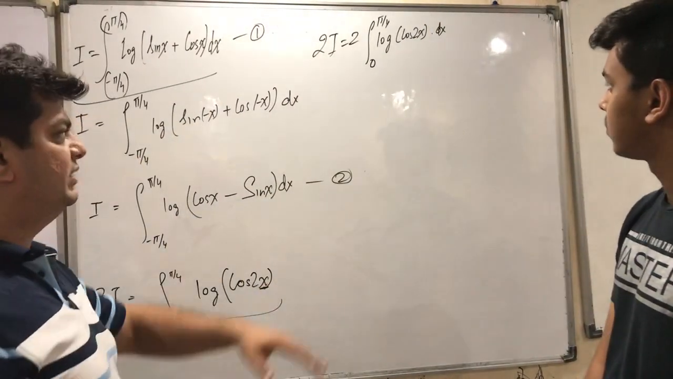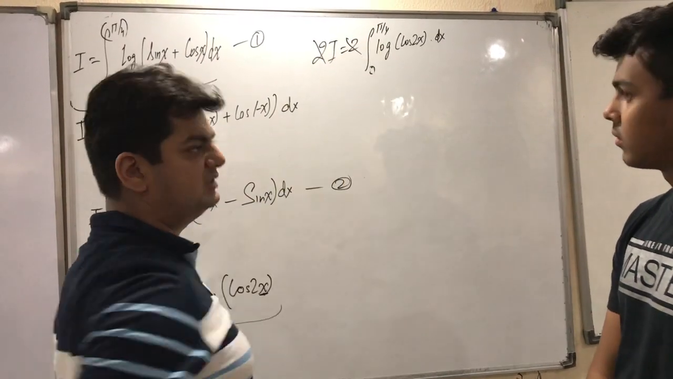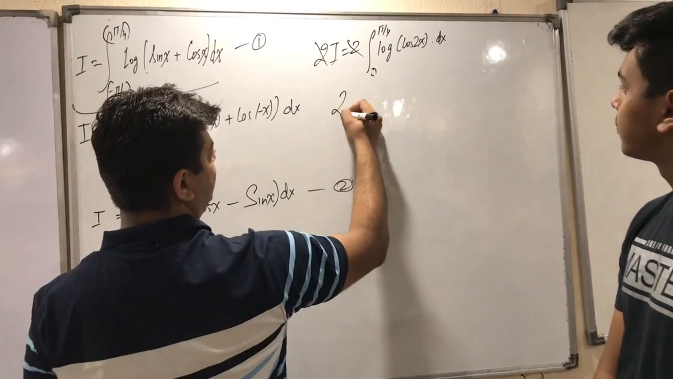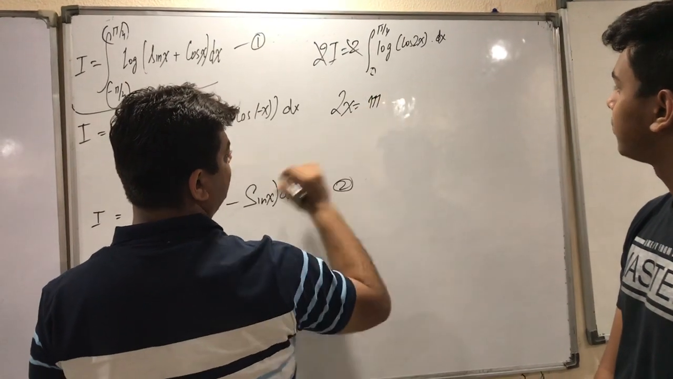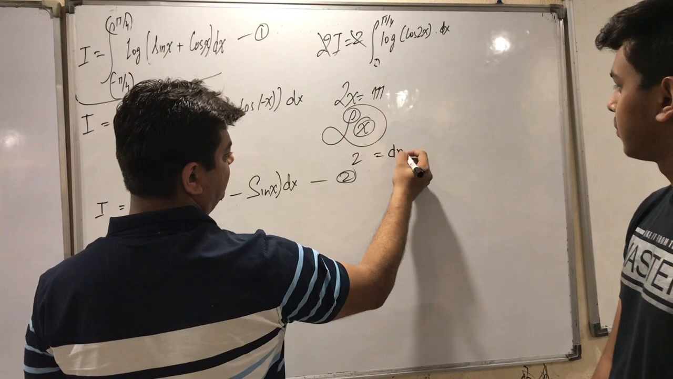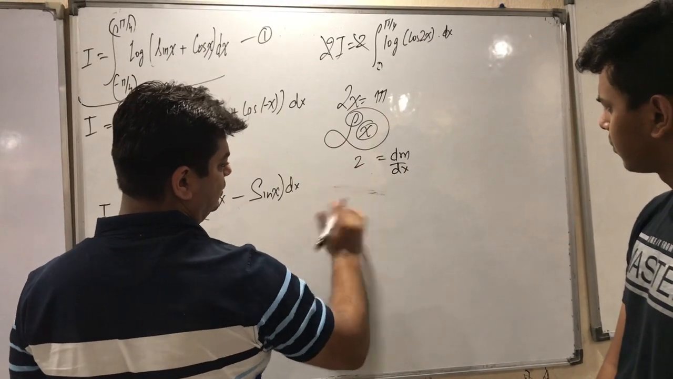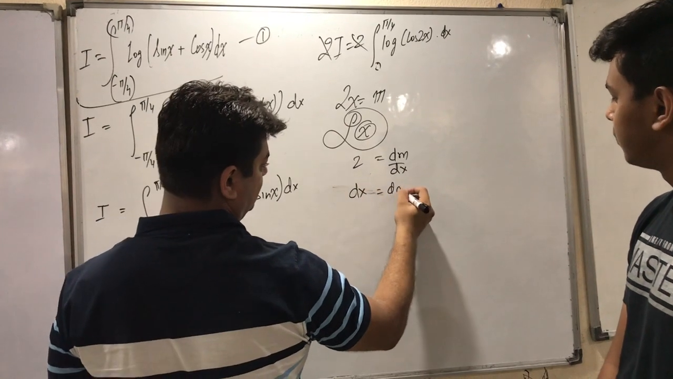So we don't have the coefficient of x as 1. So what do you suggest, Shivansh? Substitution. Substitution, alright. So I need to take 2x as m for that matter. If I will be differentiating it, I will be getting 2 is equal to dm by dx, and dx is equal to dm by 2.